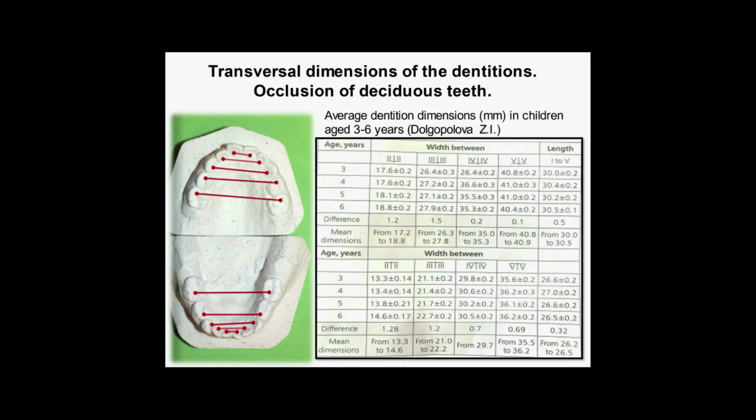In adult patients, the transversal dimensions of the teeth are determined in the area of the canines, first premolars and molars. In children during the period of deciduous teeth, Dolgopolova suggested measuring the width of dentitions on the upper and lower jaws between the central and lateral incisors, canines, first and second deciduous molars.